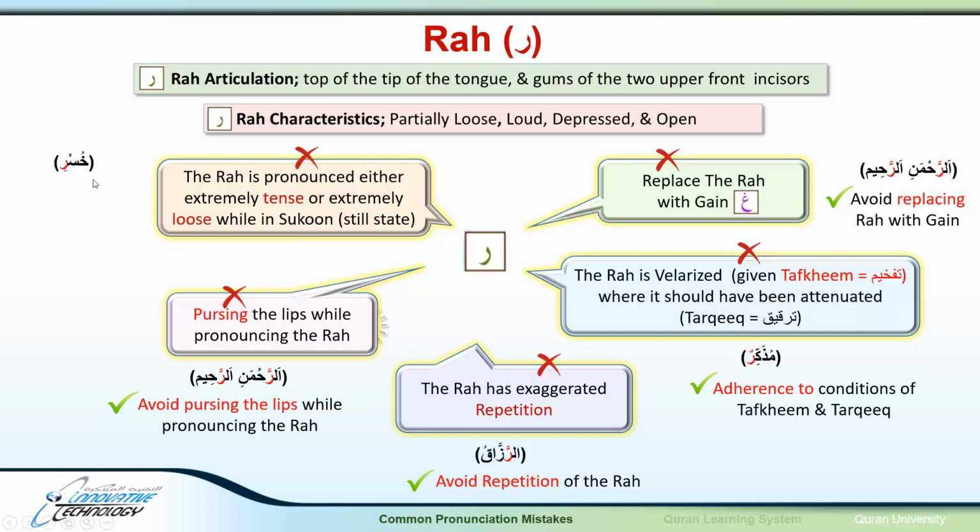And the in-between situation, between tension and looseness, in Arabic we call it tawassut. So it's neither loose nor tense, and that's why we are calling it partially loose. Khusr. So you have to make sure to give the ra the partial looseness characteristic. Not extremely tense, not extremely loose.